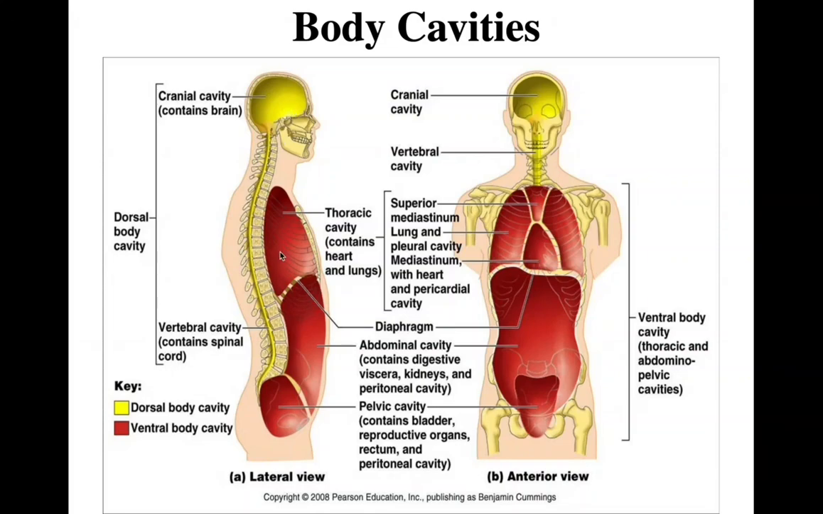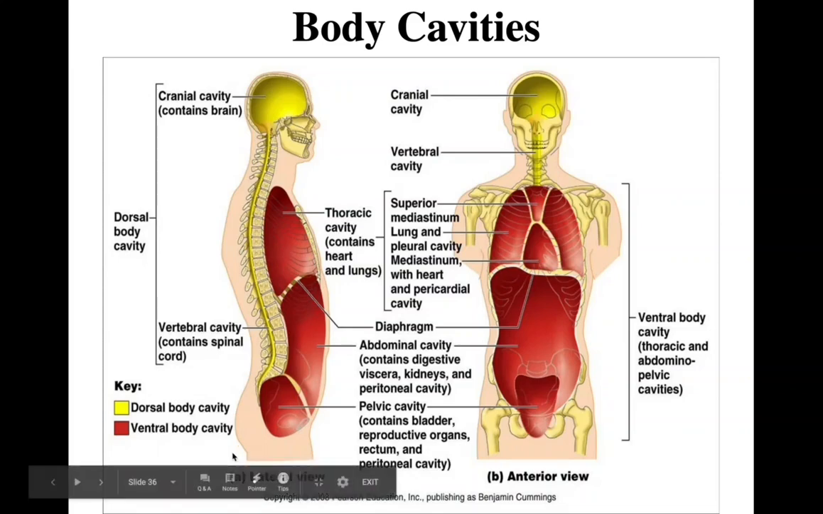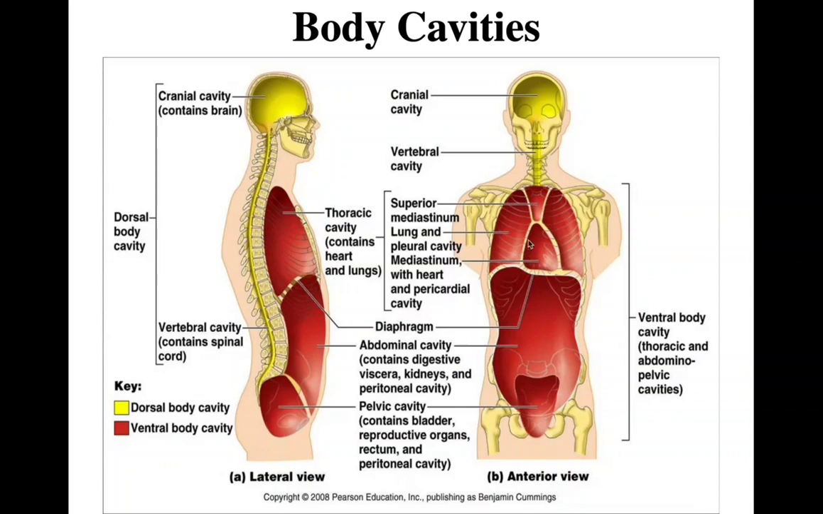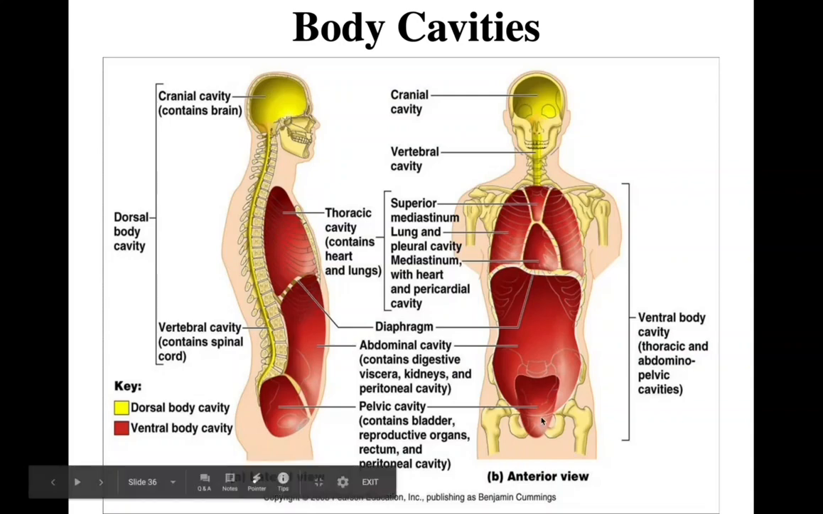So then you have your thoracic cavity that is part of your ventral cavity, separated by the diaphragm, the abdominal cavity, the pelvic cavity. Within the thoracic cavity, you have the mediastinum. This is going to be the area where the heart sits, in between the lung and the pleural cavity. Within the pelvic cavity here, you have the bladder, reproductive organs, and the peritoneal cavity.